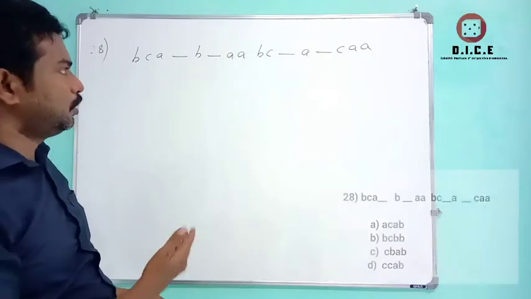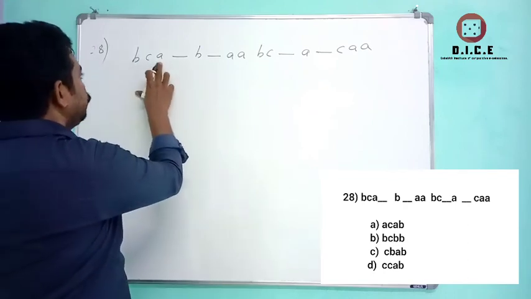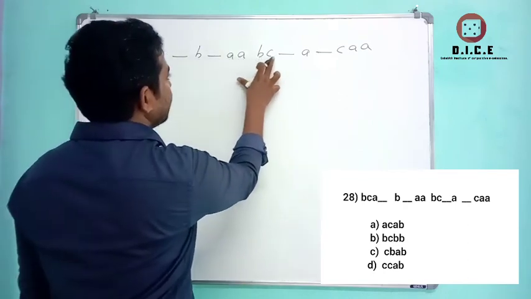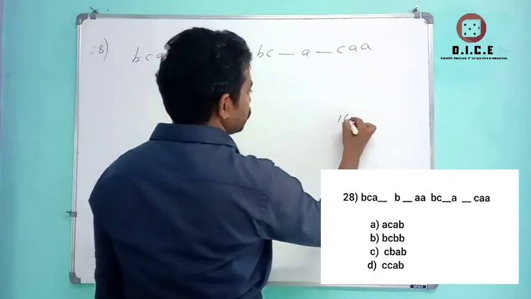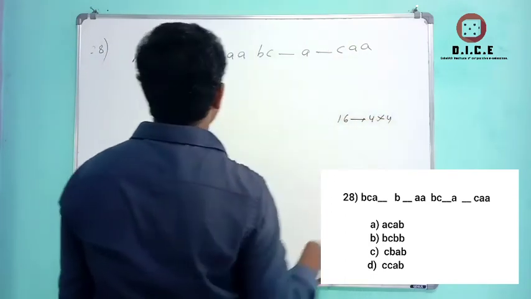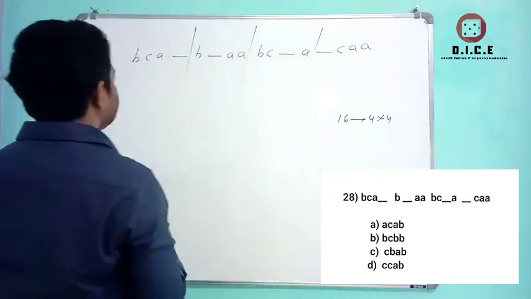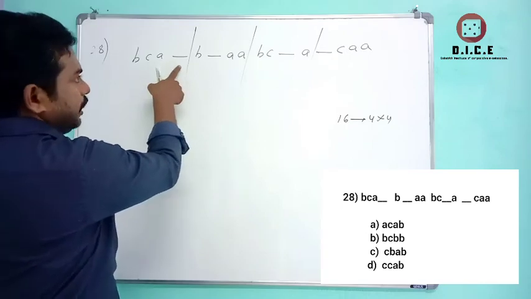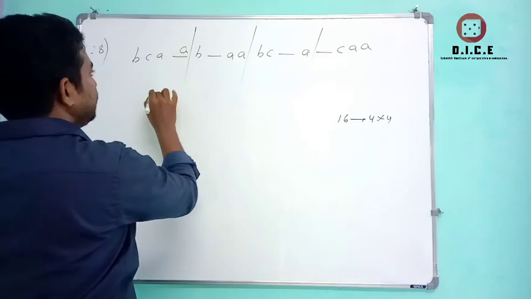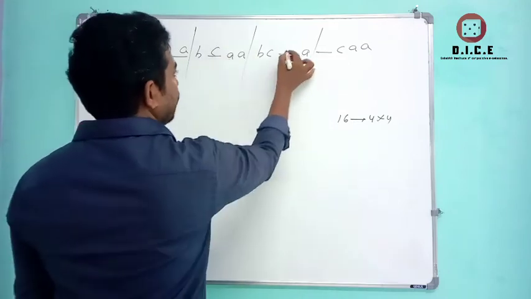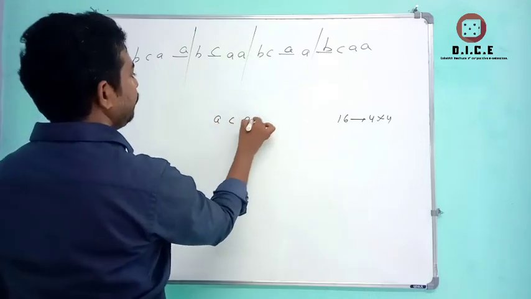Question number 28 is also similar to the previous one. Now just count including the dash spaces. 1, 2, 3, 4, 5, 6, 7, 8, 9, 10, 11, 12, 13, 14, 15, 16. So 16 we got, and the factor for 16 is nothing but 4 4s. We segregate for every 4 characters. Now we see here BC. If you see the last character, in every group we find A. So the pattern is BCAA, BCAA, BCAA, BCAA. The substituted characters are ACAB, that is your answer.